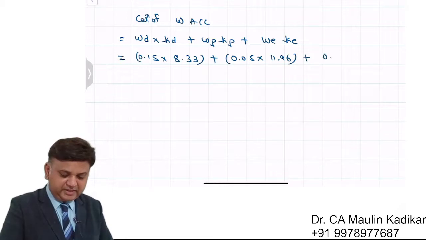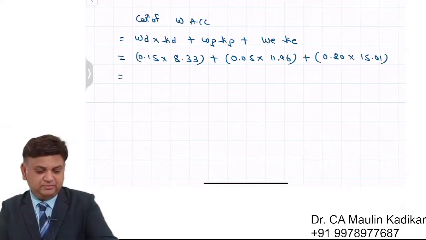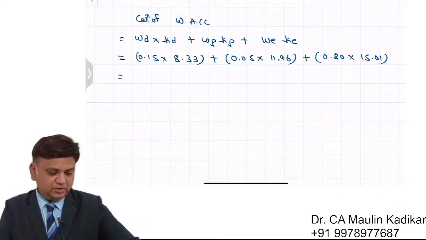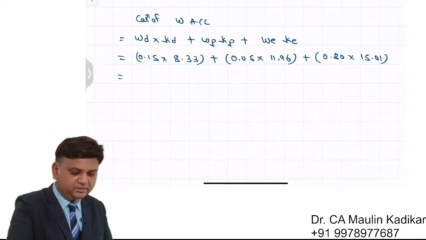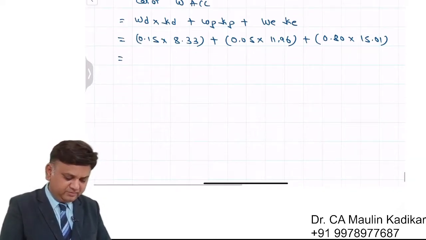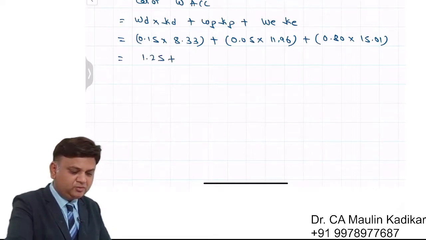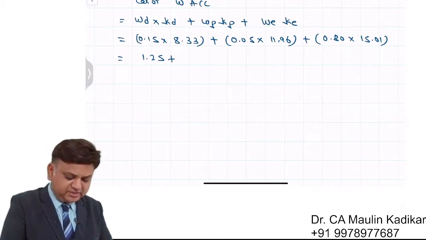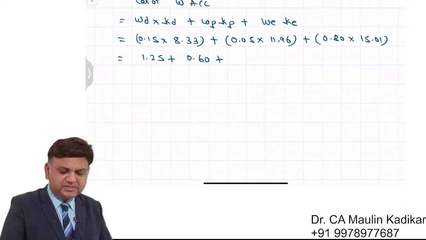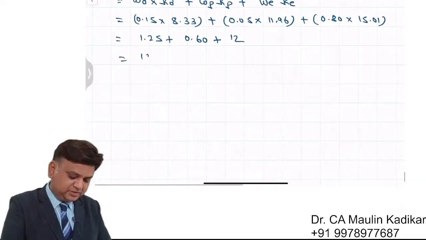Weight of equity is 0.8 into cost of equity is 15.01. That is the way we are required to calculate the answer. So over here 0.15 into 8.33, it is 1.2495, so I am taking 1.25 plus 0.05 into 11.96, that is 0.5980, so I take 0.60 plus it is 12, so 12 plus 1 13, 13.85%.